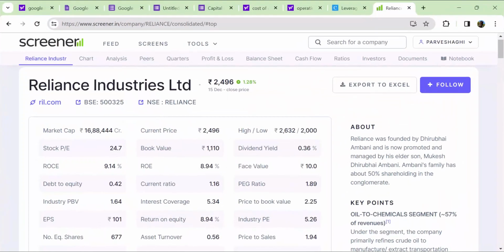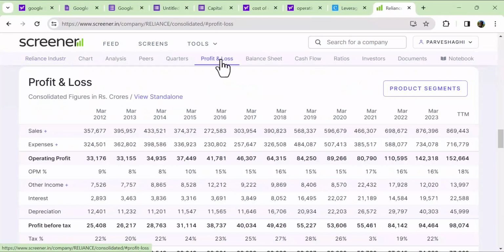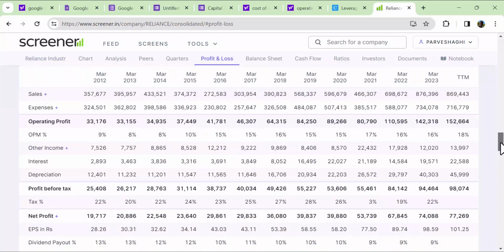So this is the Reliance. Okay, fine. So here we go to the profit and loss account. Fine. So look at the profit and loss account. Companies' interest is given. How much interest is the company paying? 22,588. This is the interest. So how much profit is the company earning? So we look at EBIT, that is earnings before interest and tax. So we have profit before tax as 98,000.